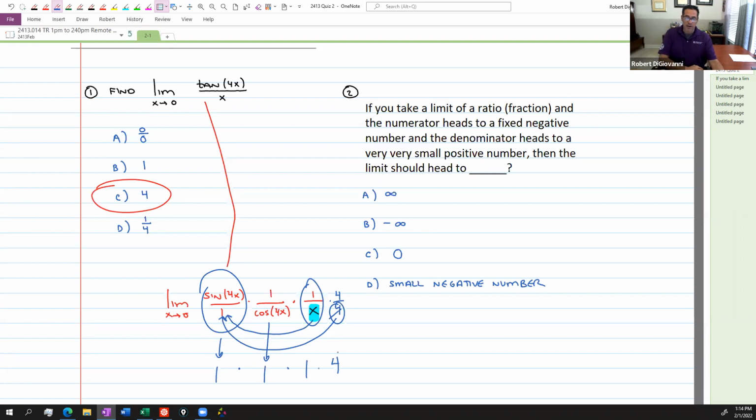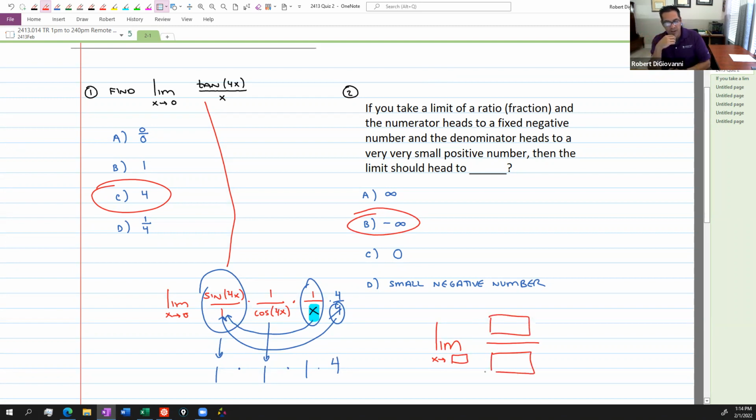Now, the second one, the correct answer for this one is B. 95% of you got the first one right, and 65% of you got the second one right. So let's talk about this. Let's say we're taking a limit, and it's important to understand we're talking about a limit here. Let's say x is going to, who cares, it doesn't matter what it is. And we're doing a ratio, so we've got a fraction.